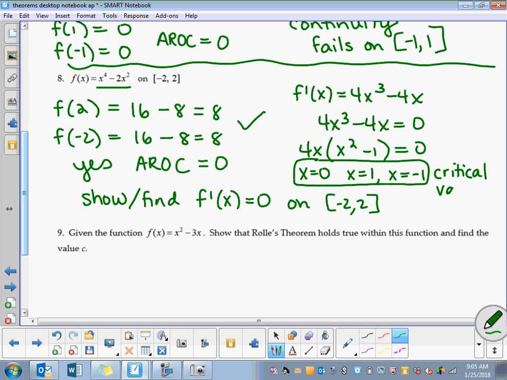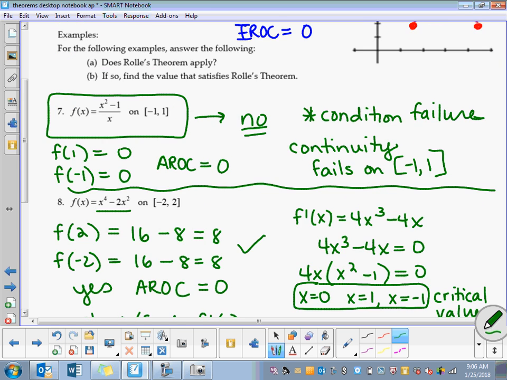This is the theorem that gives us critical values. That's what it means when we say we have the critical value for f, is that f prime is equal to 0. F prime equal to 0 is exactly what we're looking for here. So on this function, there are 3 places between negative 2 and 2 where f prime equals 0. 3 critical numbers from negative 2 to 2.